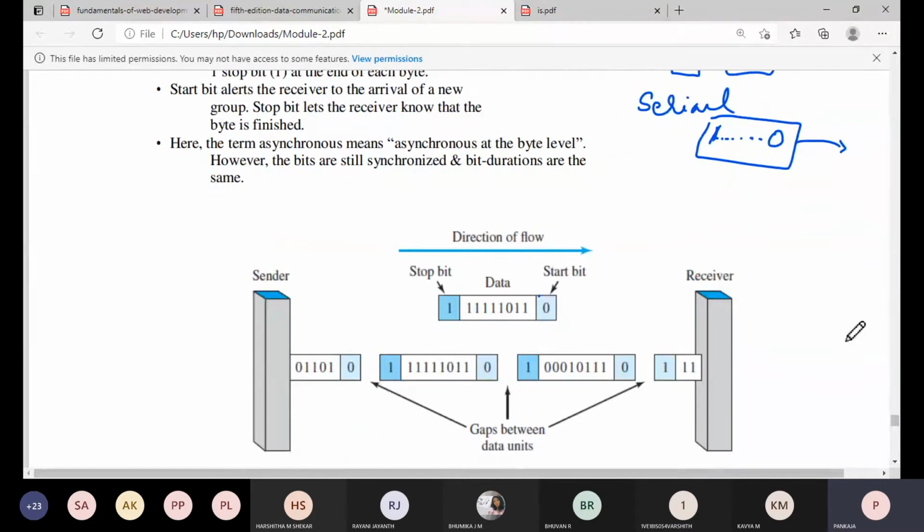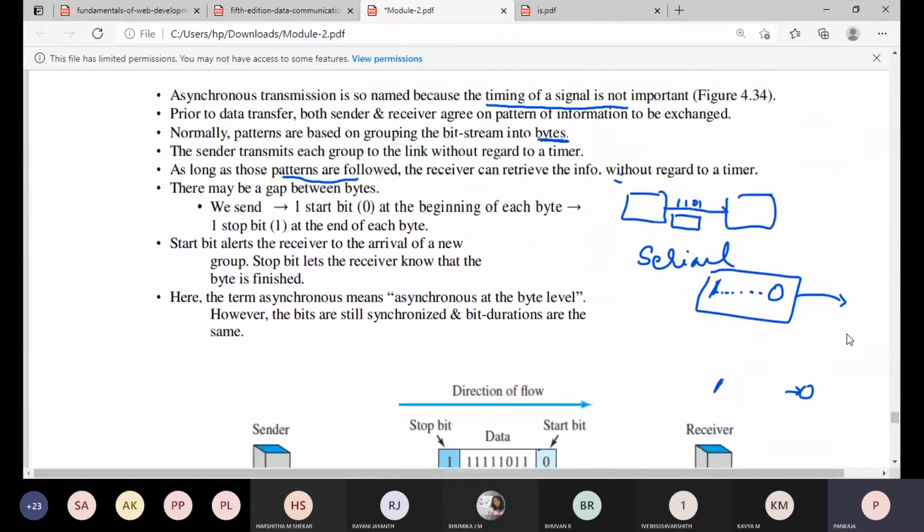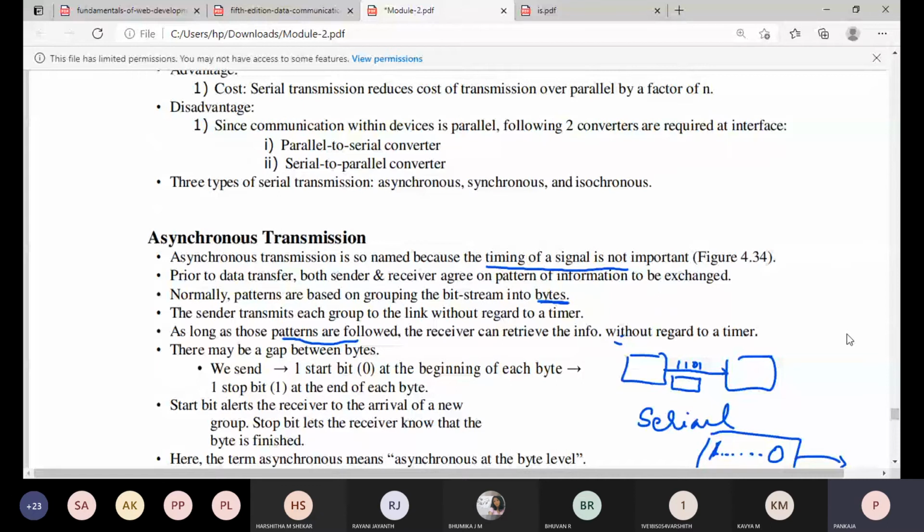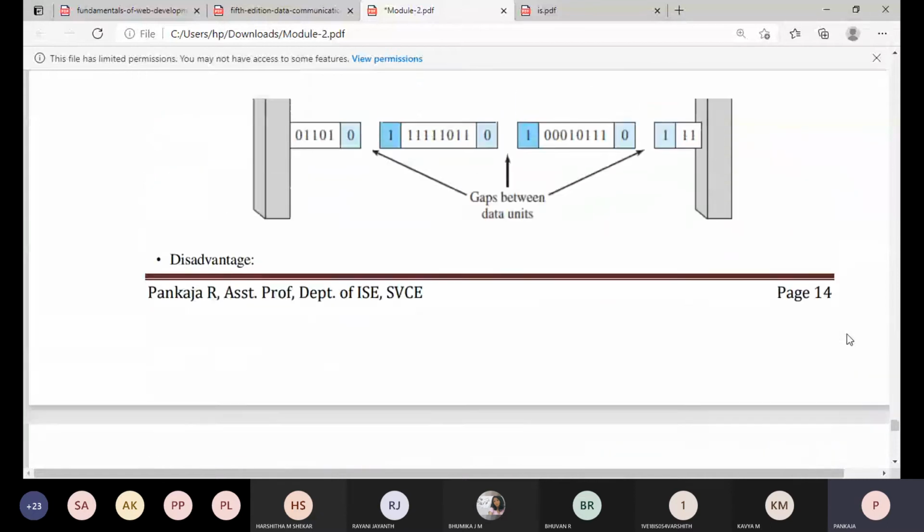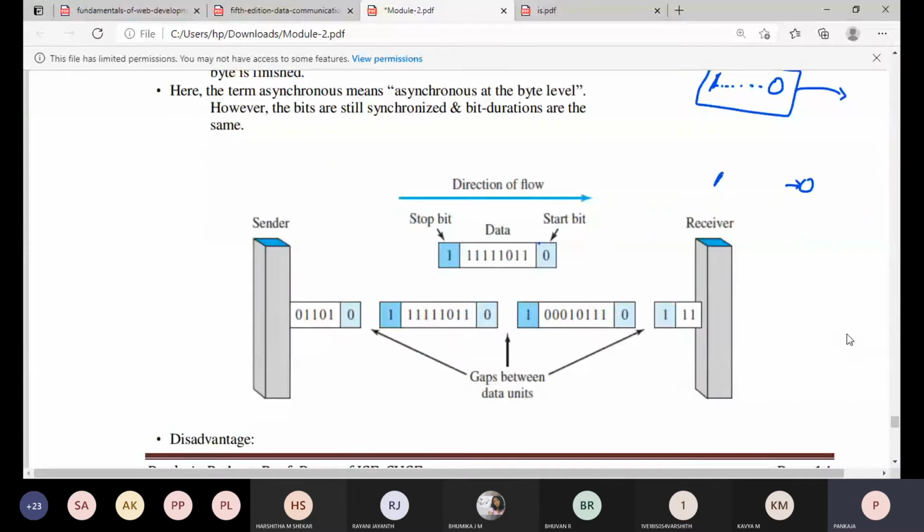Okay, so here normally this pattern is applied with respect to byte information. For one byte you are going to apply this pattern. So what is the pattern? A 0 is added at the beginning of the byte to indicate a new byte has arrived, and a 1 is added at the end of the byte to indicate the end of the byte information. This is how asynchronous transmission works, and this is a diagram you need to write.